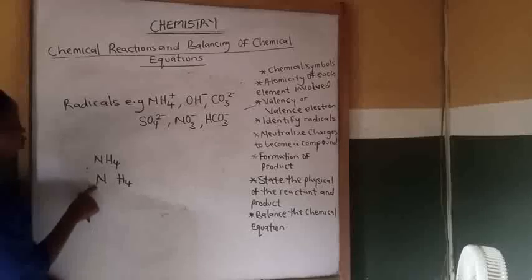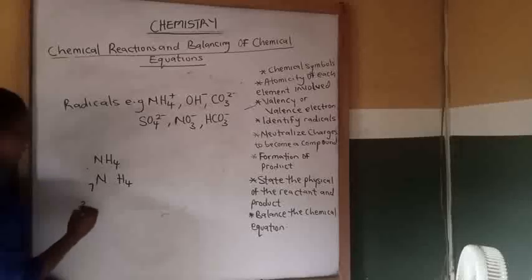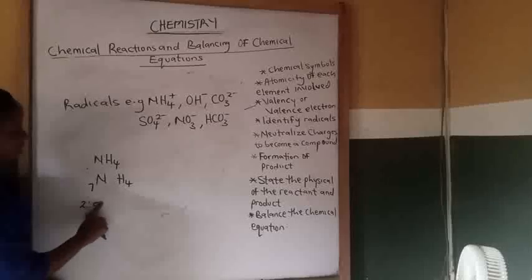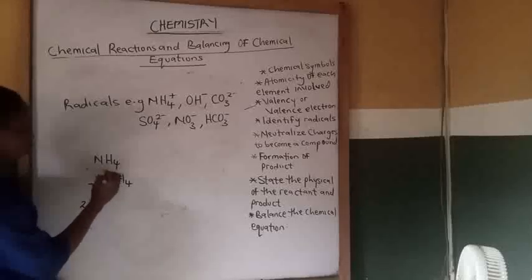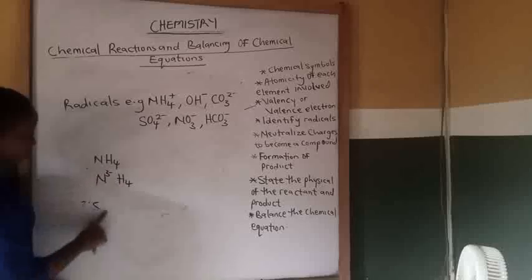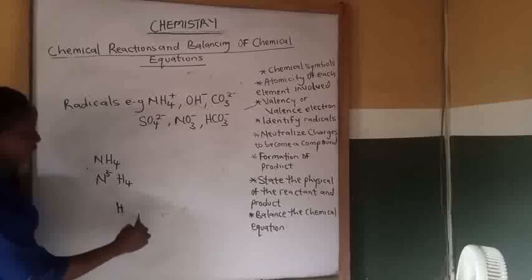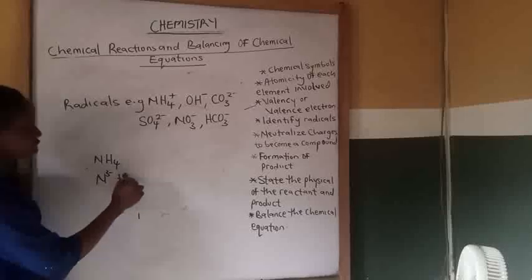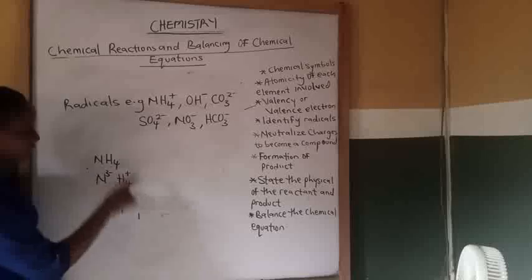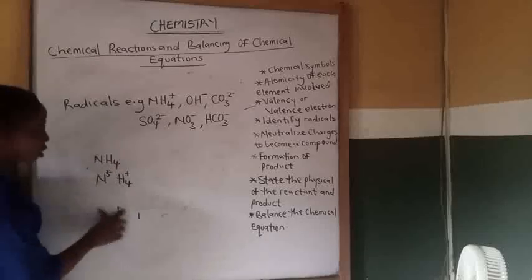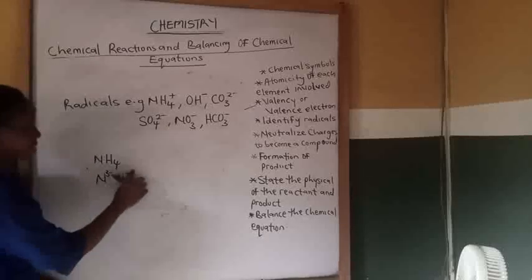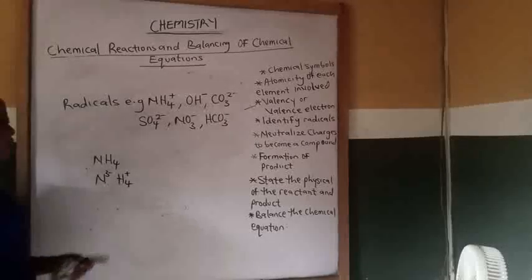Then what is the valence electron of nitrogen? Don't forget that nitrogen is number 7. So that is 2:5. So it needs 3 to balance. So it will be 3 minus. Then that of hydrogen. Hydrogen is number 1. So the charge on hydrogen is plus because it has only one valence electron. So the charge on hydrogen is 1, which is the same thing as plus 1.